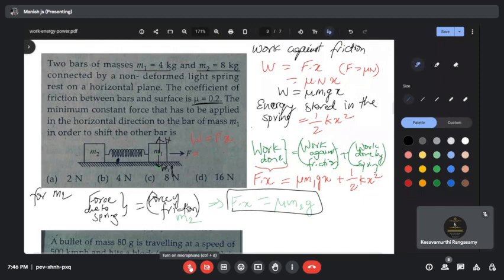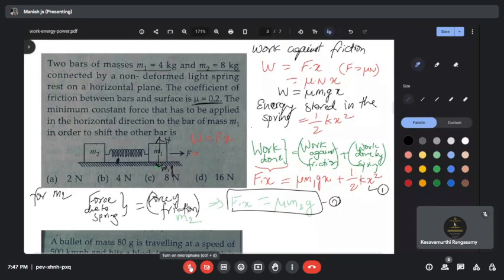Now I'm going to substitute the value in the first equation. Let me name this equation number 2 and this equation number 1. So putting 2 in 1 and simplifying, you will have to find out what is the force that is required. Simple. So go for a substitution, simplify and find out what is the force. That's what we need to do.